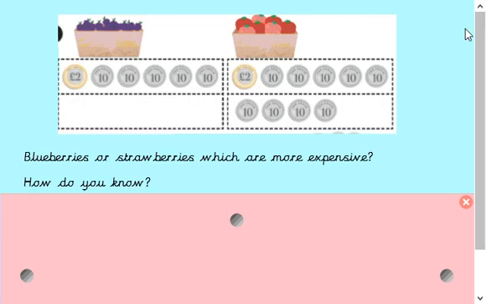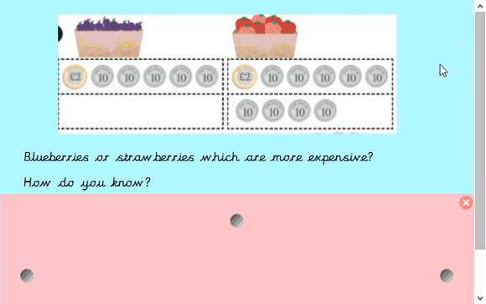Now it's your turn. You can see I've got a punnet of blueberries and a punnet of strawberries here. Could you have a look at that and decide which one is most expensive? How do you know? Press pause right now and play when you're ready to resume.